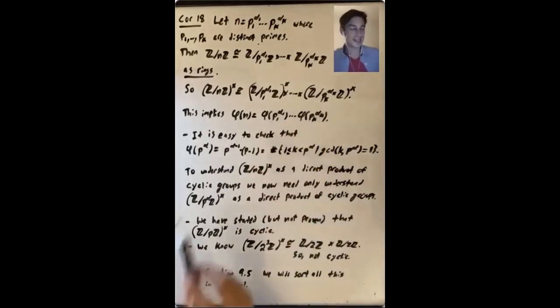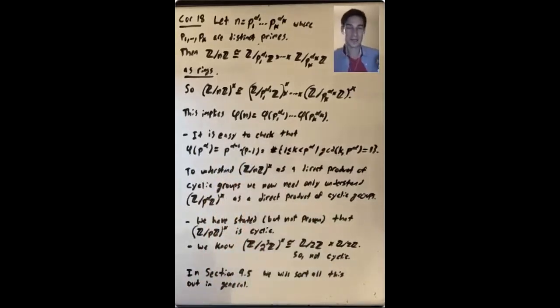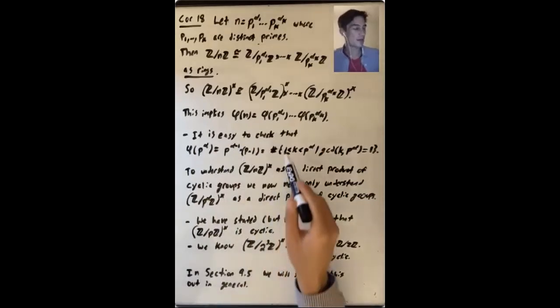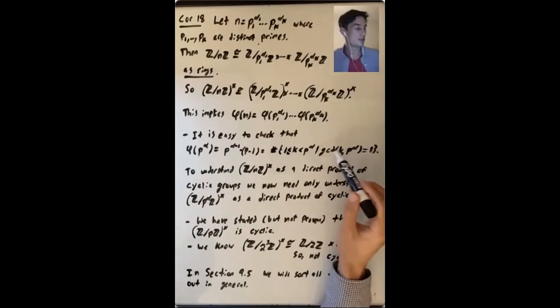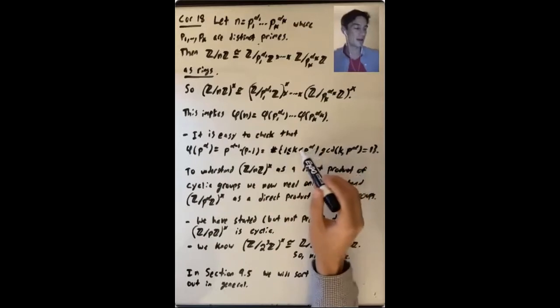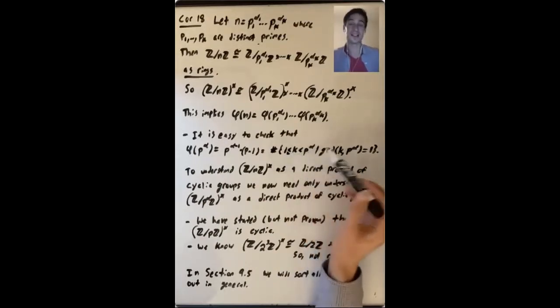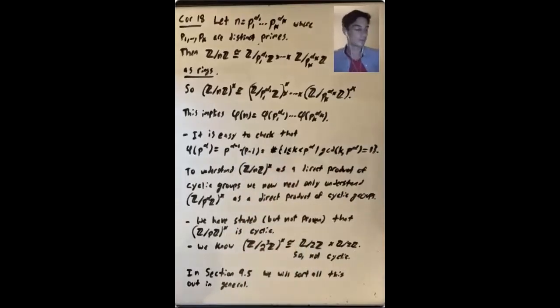Okay, well, what are these values? It's easy to see that φ(p^α) is p^(α-1) times (p-1). Because what are we counting? We're counting the number of k between 1 and p^α so that the GCD of k and p^α is 1. But what does it mean to be relatively prime to a prime power? It just means p does not divide k. So you can count the number of k that p does divide and throw those out. And this is the formula you get.